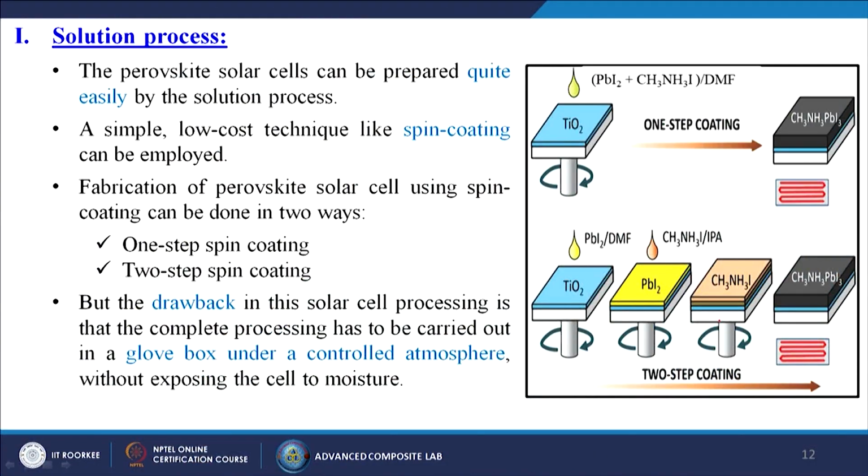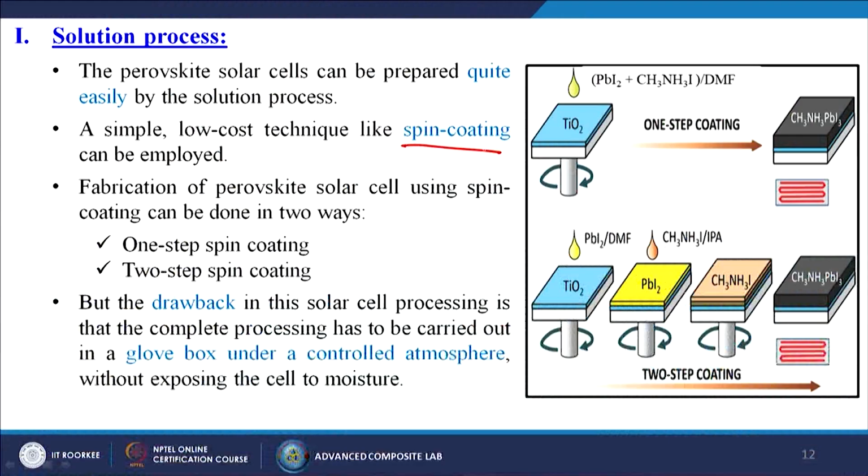Now, what is the solution process? It is quite a simple process. Perovskite solar cells can be prepared quite easily by the solution process. A simple low cost technique like spin coating can be employed, generally done by using a spin coater.